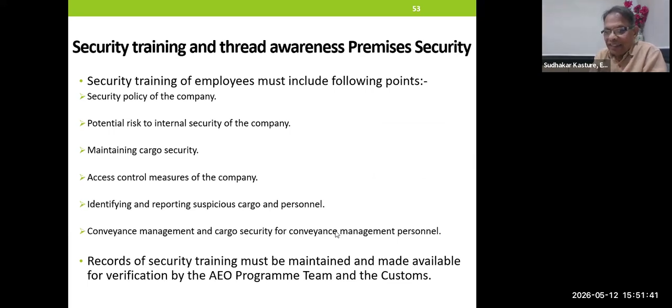Security training you have to give to your own employees. They must include potential risk, maintaining cargo security, access control measures, identifying and reporting suspicious cargo. All that has to be taken into account. Records of security training must be maintained, made available for verification by the AEO program team and the customs.